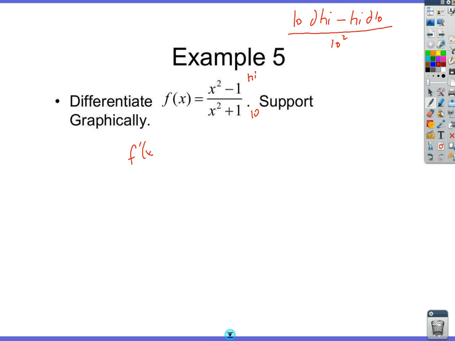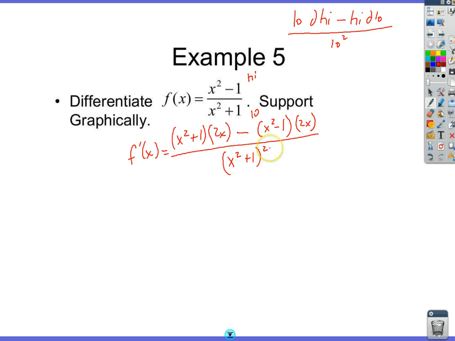So f prime of x is equal to x squared plus 1, that's the low, times the derivative of high. Well, the high one is x squared minus 1. The derivative of high is going to be 2x. It's just 2x, right? Power rule. Minus high d-low. Well, the high is x squared minus 1, and the derivative of the low, again, is 2x, all over low squared: x squared plus 1, squared. So x squared plus 1 was my low, and I'm squaring it.